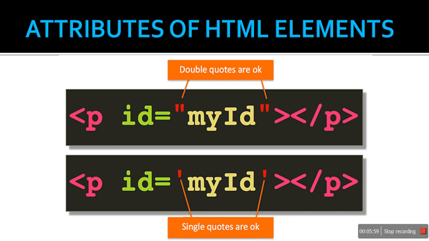Now to provide the attribute values, we can use double quotes, double inverted commas, or you can also have single inverted commas.